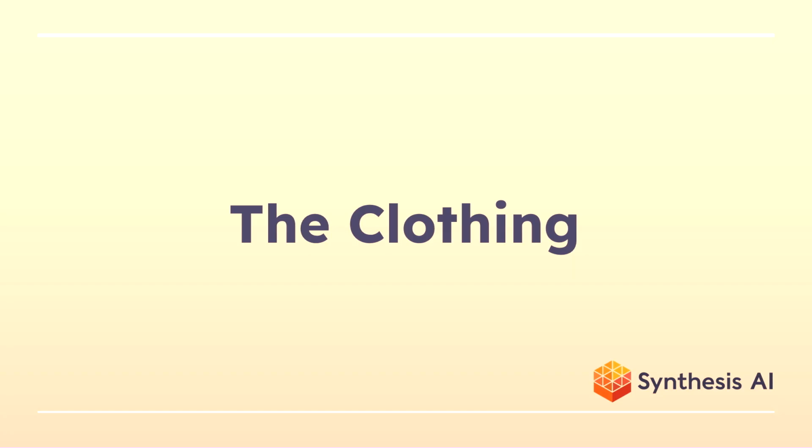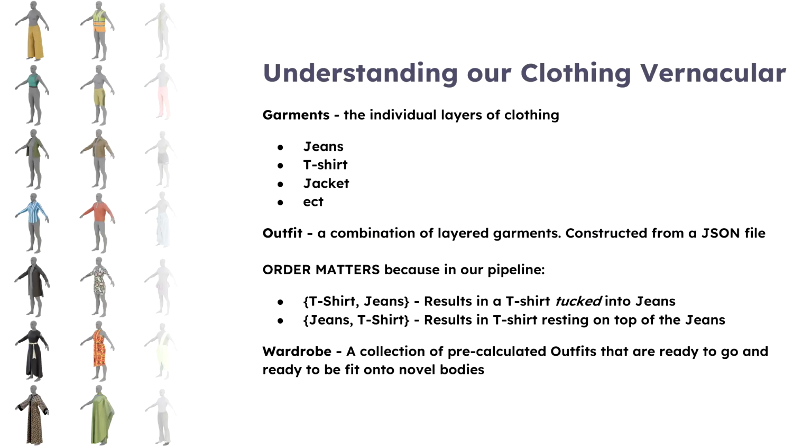Next step is clothing. Before I begin, I want to quickly go over some of the vernacular that I'm going to be using, because Synthesis uses them kind of differently from how you might be used to hearing them. So for us, garments are the individual layers that make up an outfit. You can think of this as just jeans or just a t-shirt, jackets, scarves, etc. And an outfit is going to be a combination of those garments.